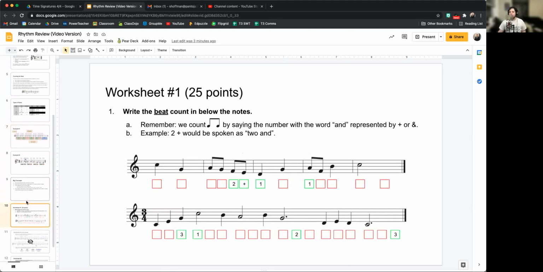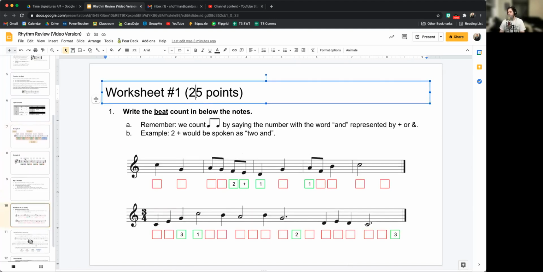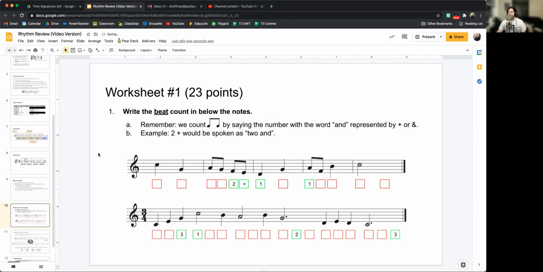So your assignment for this time around is worksheet number 1. It's going to be 23 points. There are 31 things to fill out here, but as you can see, 1, 2, 3, 4, 5, 6, 7, 8 of them have already been filled out by me. You're welcome. So that leaves 23 of these little boxes left for you to fill in. This is writing the beat count. You're going to write the beat count in below the notes.